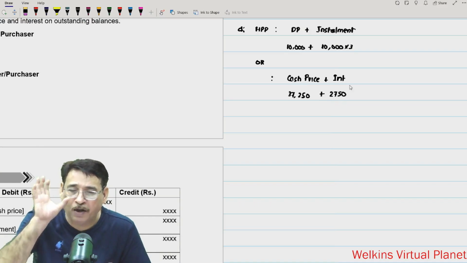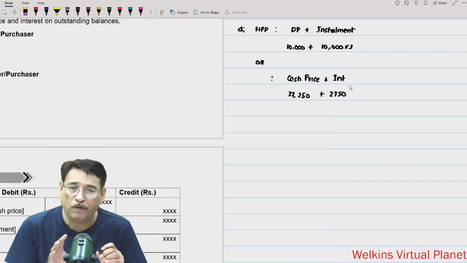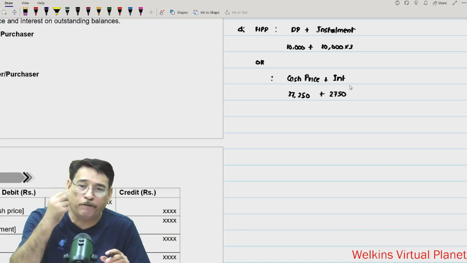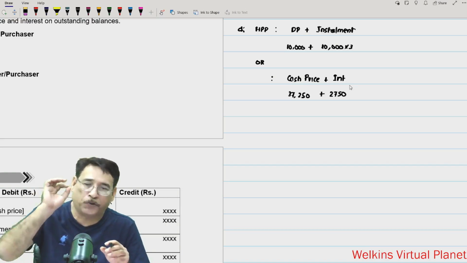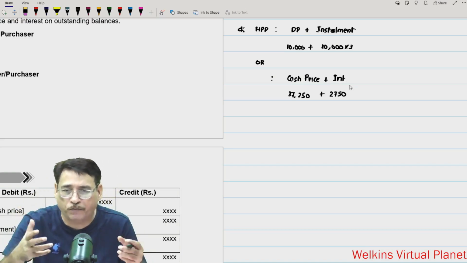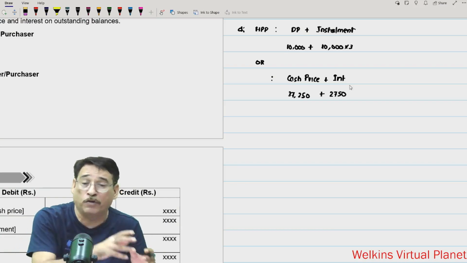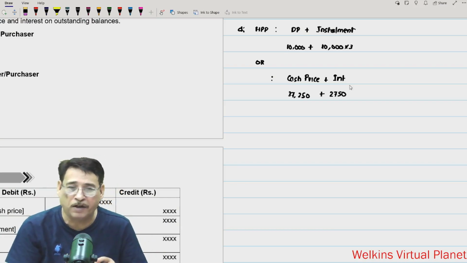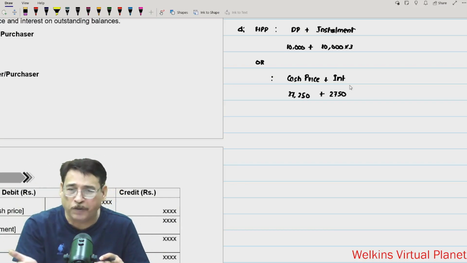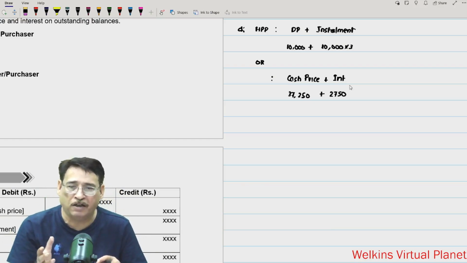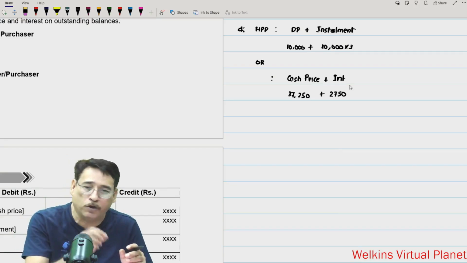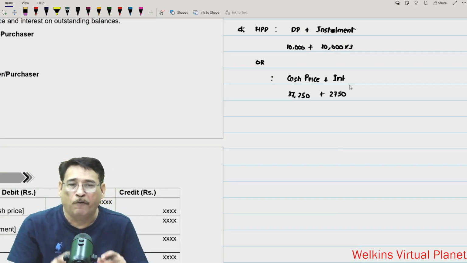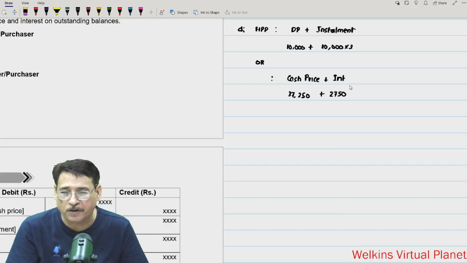Now you need to understand one important point. This is very, very important. From the perspective of the purchaser. Why am I stressing upon the purchaser? Because most of the accounting we will have to do in the books of the purchaser. I am not saying that accounting will not be done in the books of our vendor, the seller. It will also be done over there, but the major portion of the accounting we will have to do in the books of the purchaser.